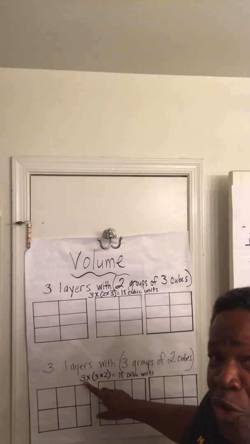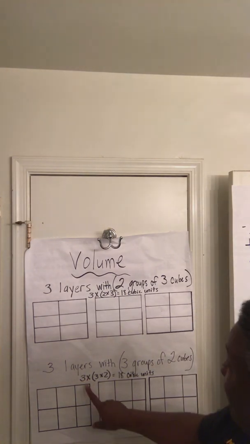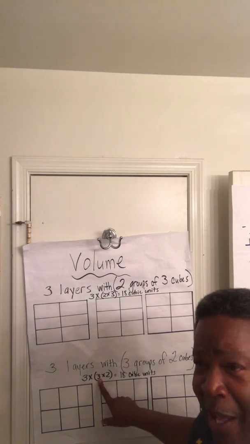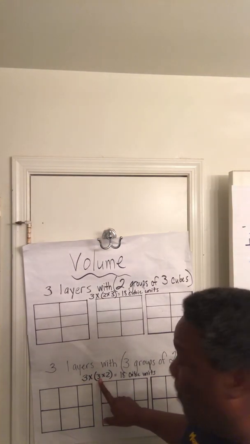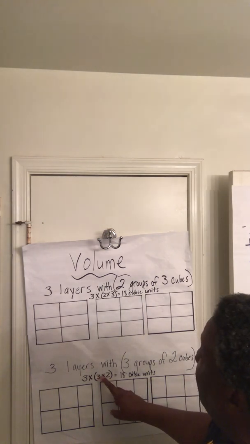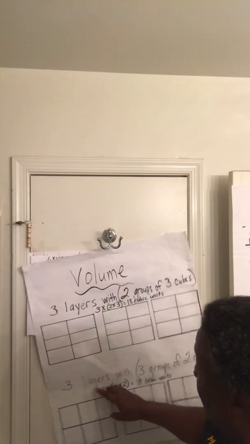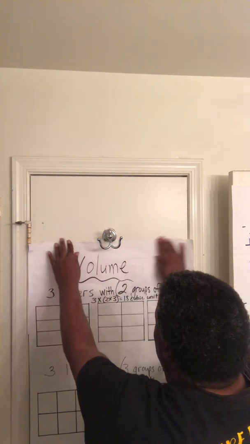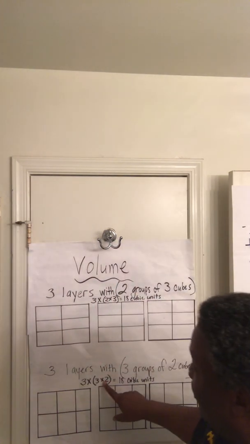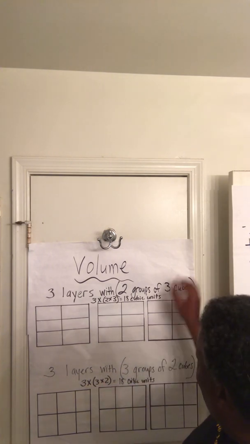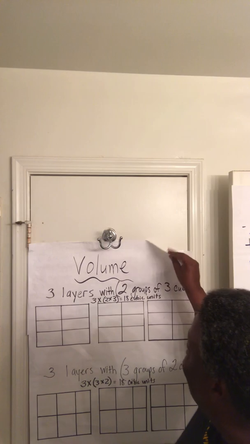And then if we put that into an equation, we have the 3 layers out here with the multiplication sign, and in parentheses we describe what that layer is made up of. It's made up of 3 groups of 2 cubes, and then to figure out what that's equal to, we can multiply what's in the parentheses first. 3 times 2 is 6, times 3, we still get 18 cubic units.